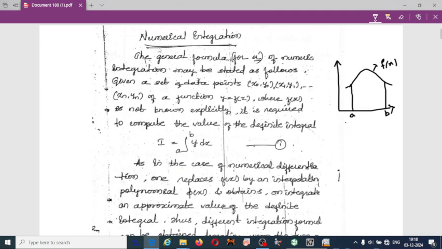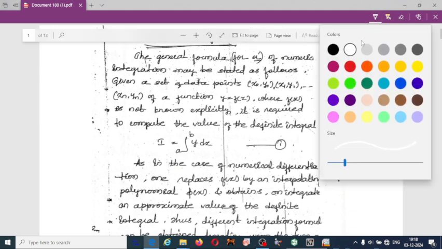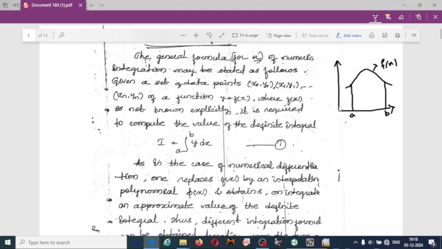One question will be compulsory from this topic. First we need to understand numerical integration. As we know, integration is the area under the curve. Here you can see the x-axis and y-axis, and here is the area under the curve. Integration is nothing but the area inside this curve. This curve is given by the function f of x, having the limits a to b.